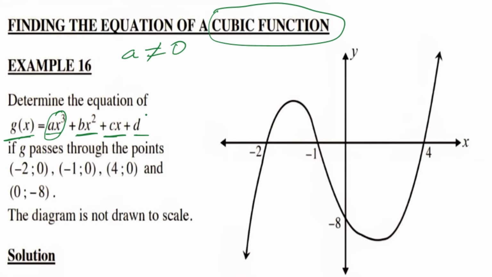Alright, now let me talk about d. D is called the constant term and is also called the y-intercept of the function. Therefore, the value of d we can just see from the graph right here, since it's the y-intercept. So the value of d is negative what? Negative 8. That y-intercept is 0, negative 8.